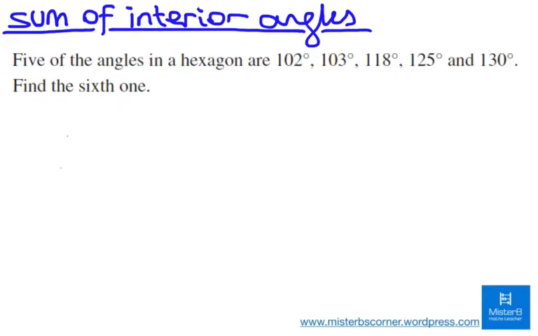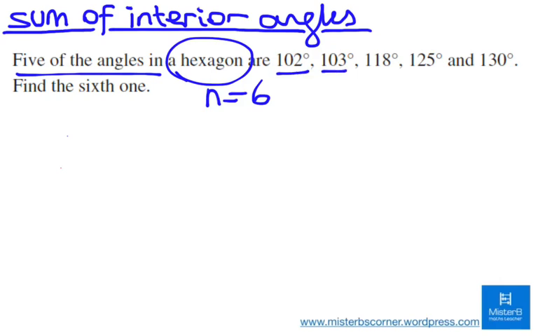Now look at this question. It says 5 of the angles in a hexagon, so n equals 6, are given, right? It says find the sixth one. Well, even if you don't know how many sides a hexagon has, you can figure out how many angles you have. It says find the sixth one, so there must be 6.